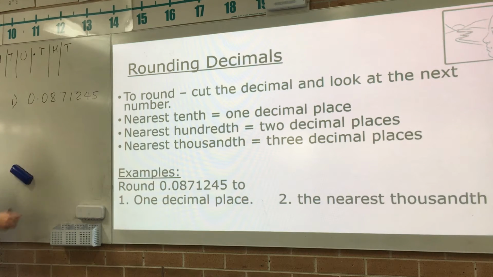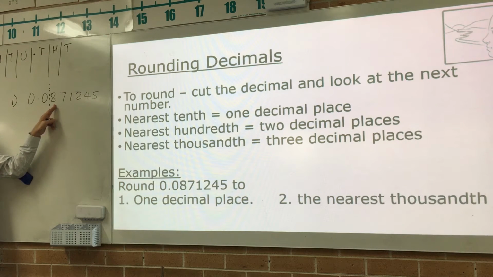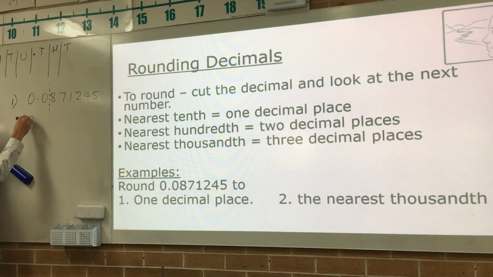Our number is 0.0871245. We're going to go to 1 decimal place. So we cut at 1 decimal place. We look at the next number. It's 8. Is that more or less than 5? More. So we're going to round up. And so it's 0.1 is the answer to 1A.